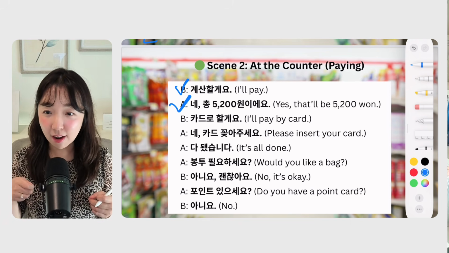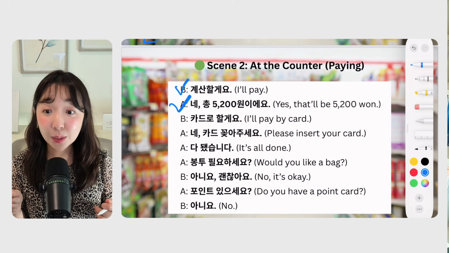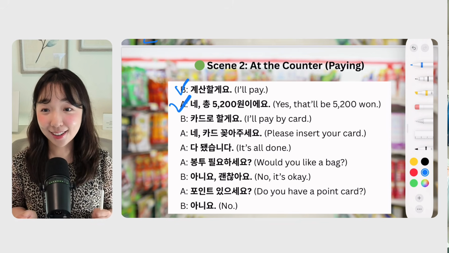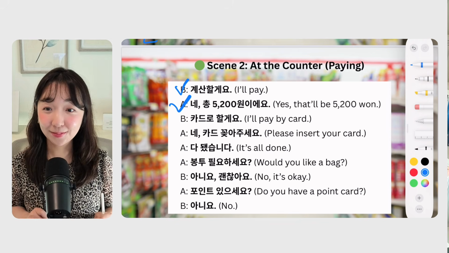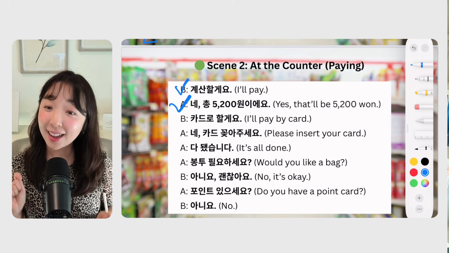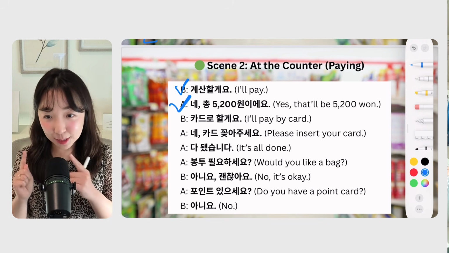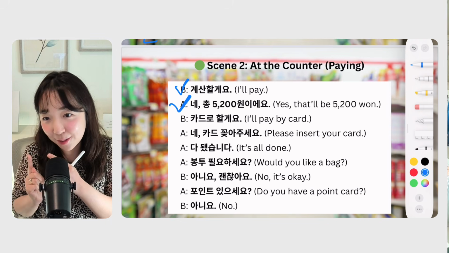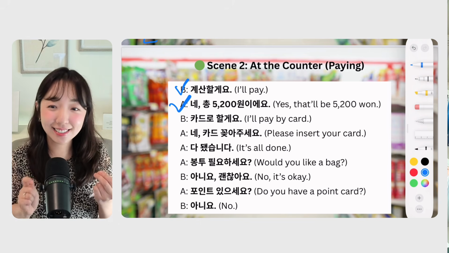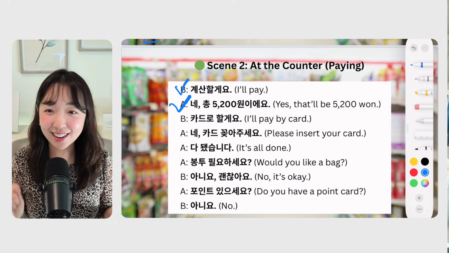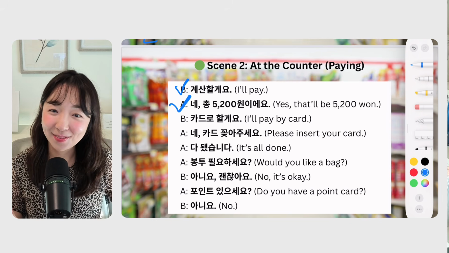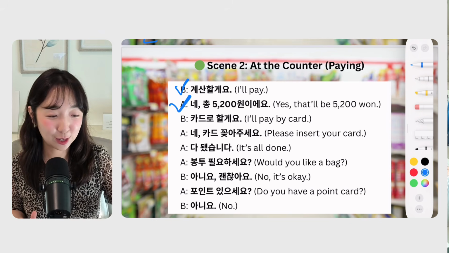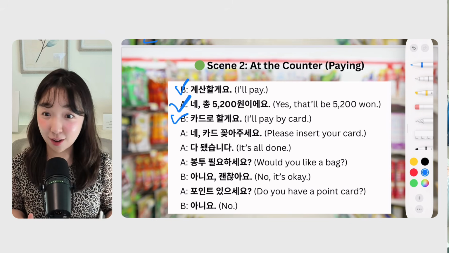Next is I'll pay by card. So you're taking out your card and you go 카드로 할게요. Notice my tone going up and down where I pause, and you're swiping your card too. 카드로 할게요.